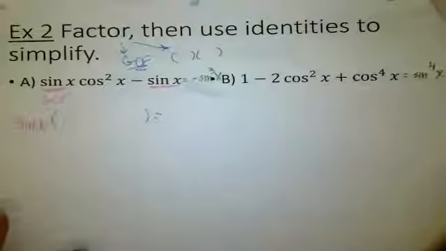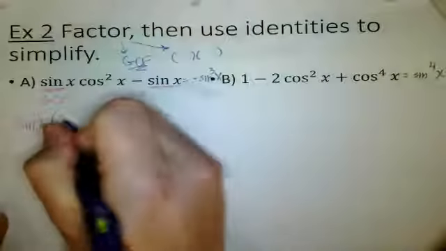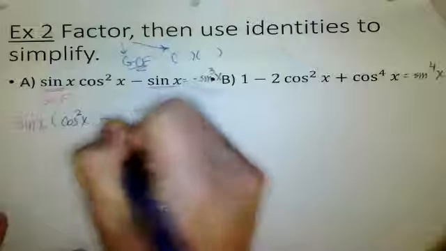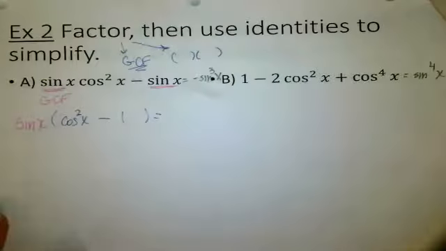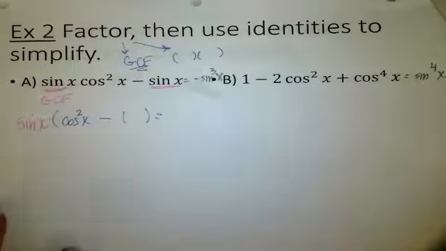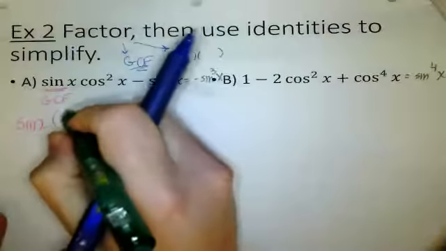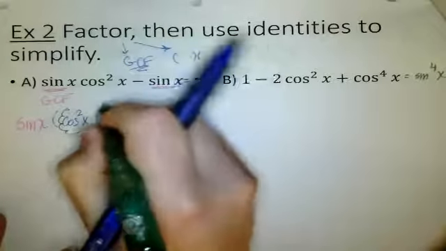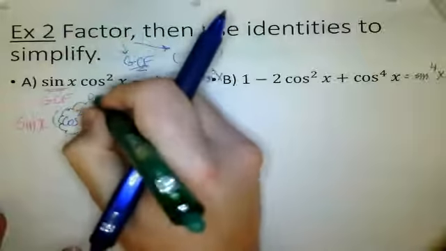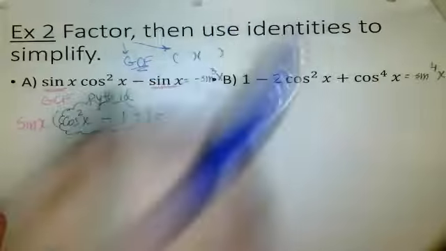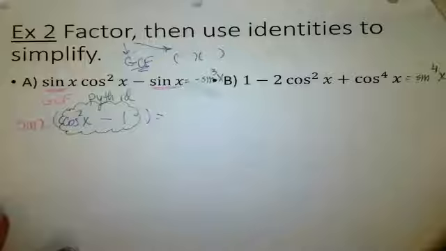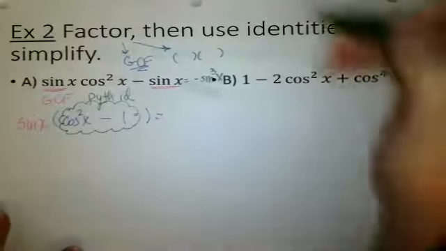What is left behind when I take out the sine of x? Cosine squared of x minus 1. Very good. This is tricky. It's something squared, and it's with a 1. So I'm thinking that it's a Pythagorean identity. Is it sine squared of x? It should be. It's negative sine squared of x.